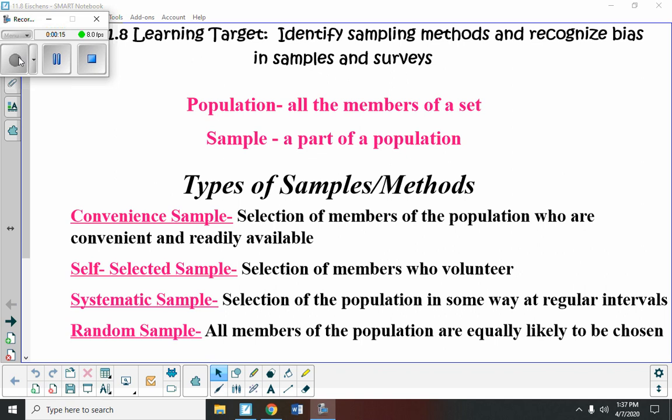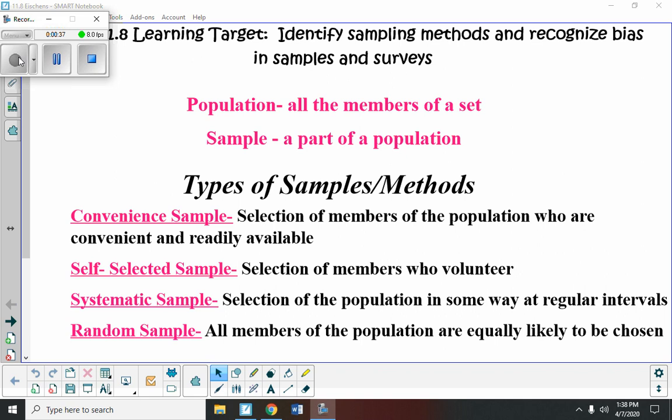When we use the word population, it means all of the members of a set. So if I was going to be doing a sample from the school, the population would be all of the members of the school. A sample would be just the people that I'm asking questions to, so it's a part of the population. Now, there are different types of how samples can be done.